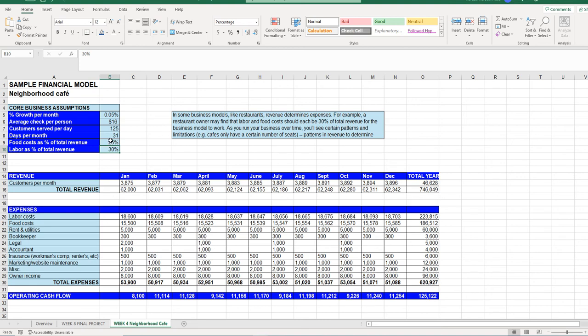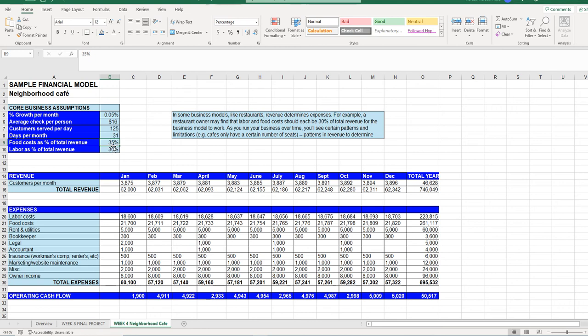Now let us increase the food cost to 35% and see what happens. When food cost as a percentage of total revenue is increased, the cost associated with the operations increases and the total profit that the organization can make is reduced. So food cost as a percentage of total revenue is directly proportional to the total operating expense. When it is increased, the total operating cash flow decreases. When it is decreased, total operating cash flow increases.